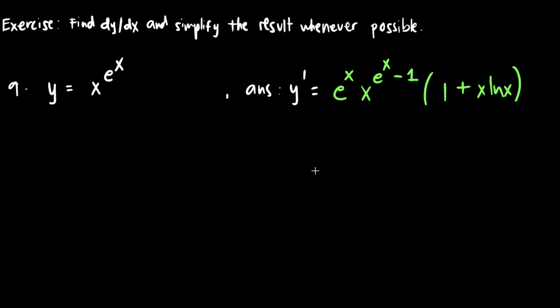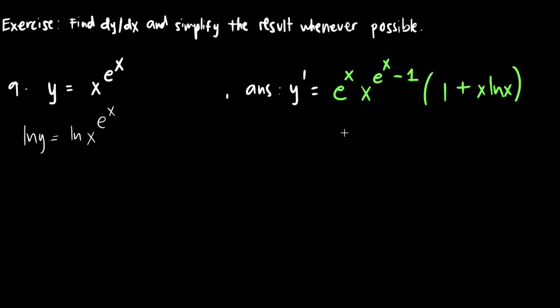For number 9, find dy over dx and simplify the result whenever possible. So for number 9, y equals x raised to the power of e raised to the power of x. Take note that if we have a term in the exponent, we apply the natural logarithm to both sides. So ln y is equal to ln x^(e^x).